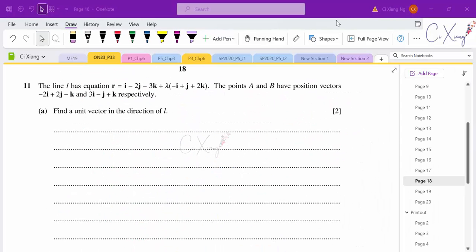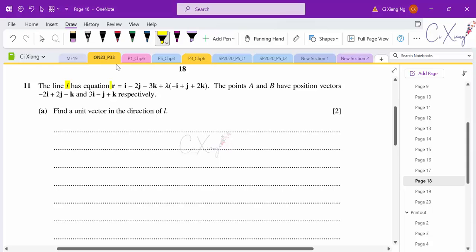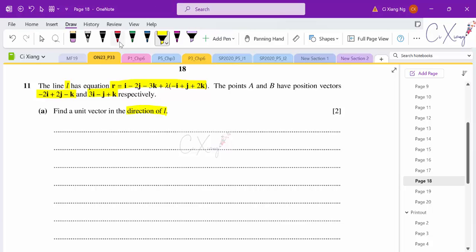So the last question for this paper, question number 11. We are having the line L, and the vector equation for line L is given like this. The points A and B have position vectors as shown. First they want us to find the unit vector in the direction of L. So we need to know what is the direction of L.